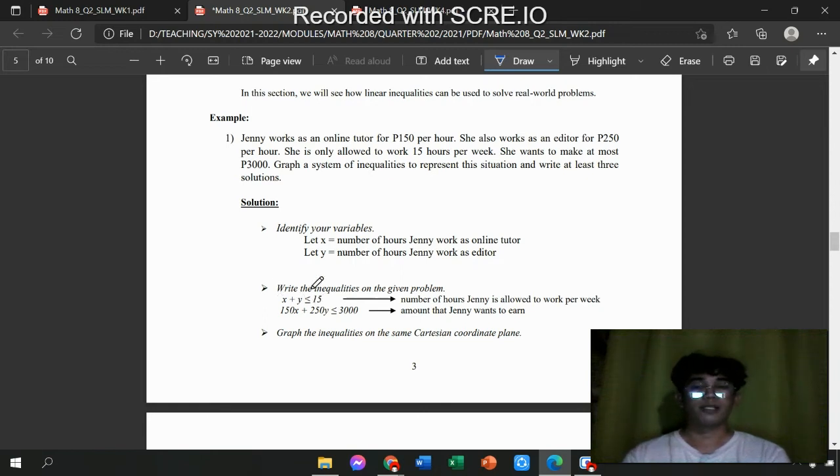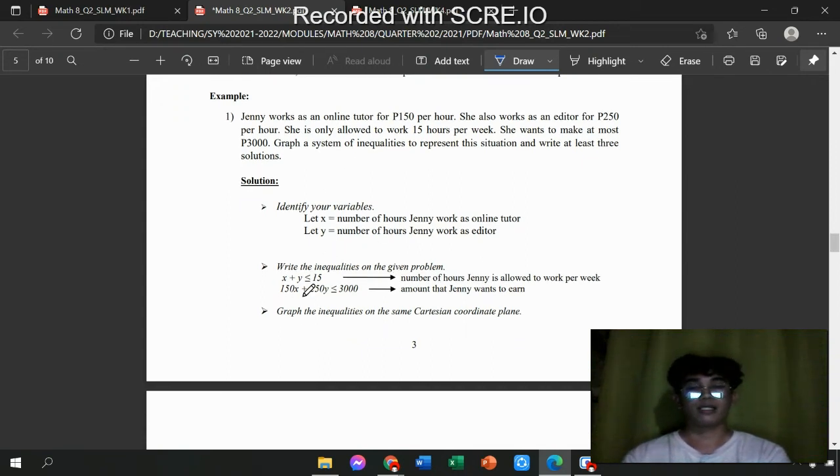So mao ni ang atong first nga inequality. Di ba, ang ipangayo man is graph a system of inequalities to represent the situation and write at least 3 solutions. So unsa man ang atong ikaduha nga inequality? So di ba gitagaan man ta og mga pila ang money nga makuha ni Jenny sa iyang work per hour. 150 per hour kung mag-online tutor, 250 per hour kung mag-editor. Then, gusto niya nga maka-earn og at most 3,000 pesos.